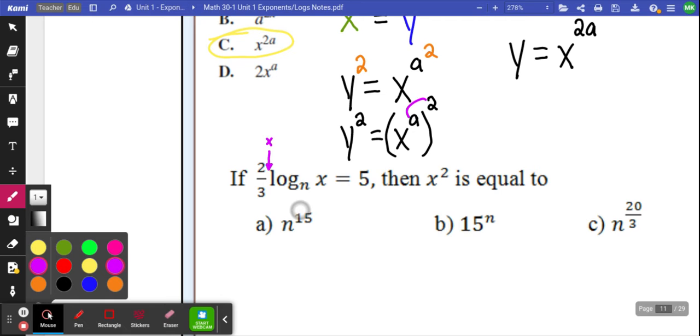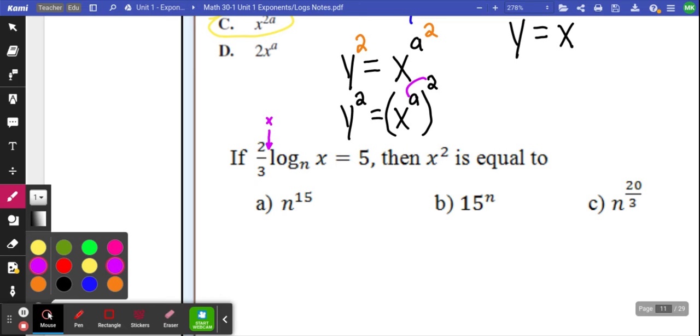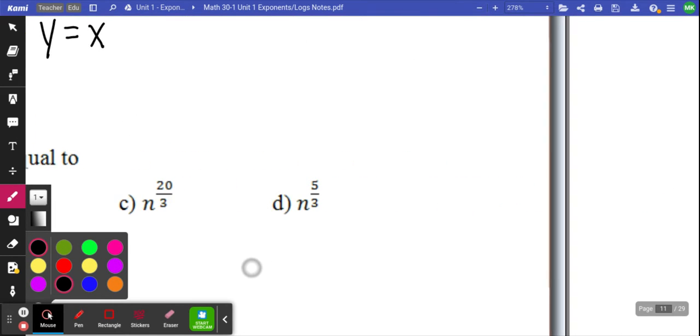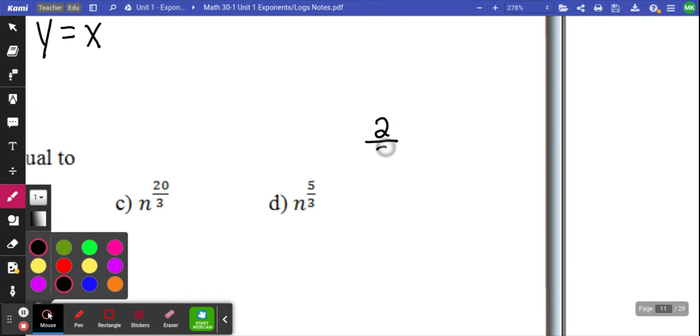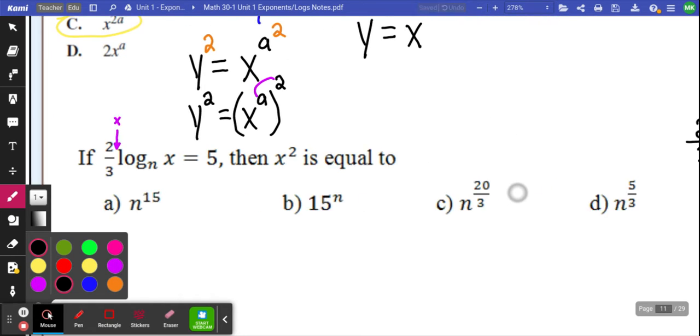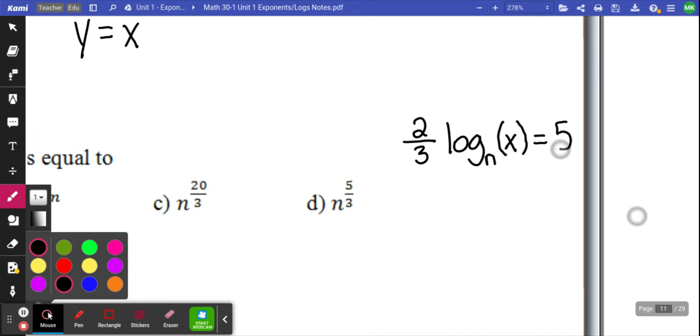Currently, I can't turn that into a power. The reason I can't turn this into a power is because of that coefficient, that 2 over 3. The only way you can change things is if log is by itself. Log's not by itself right now. That's 2 over 3 times the log. So I need to get the log by itself. I'm just going to move over here so I have room to work. It's 2 over 3 log n of x equals 5. To turn that into a power, I have to get the log by itself.